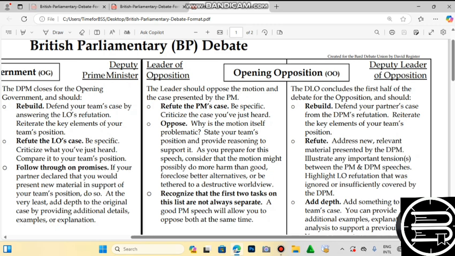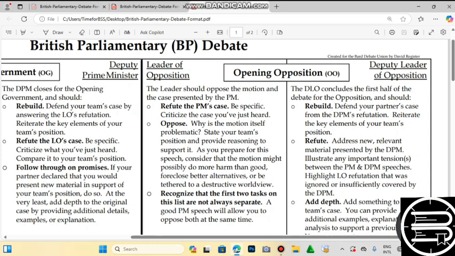So the issue is that we are expecting the deputy leader of opposition to refute the case that was delivered by the Deputy Prime Minister. You can also try to refute the case of the whole bench as the opening government. So reiterate the key elements of your team's position. So we're expecting you to be able to stand firm, supporting your side as the opposition, as the opening opposition.